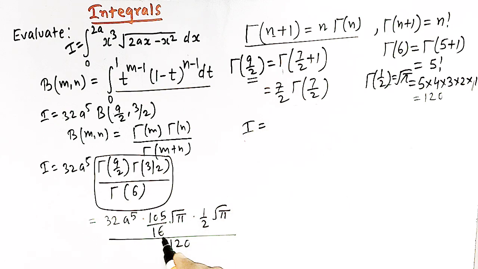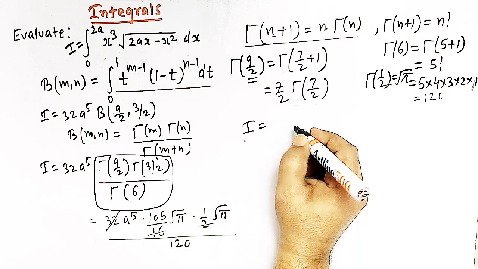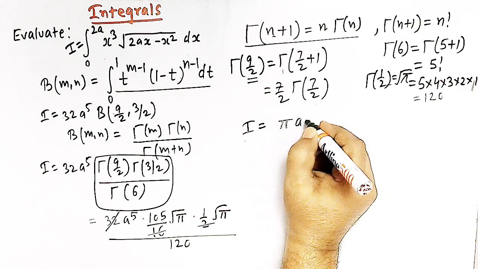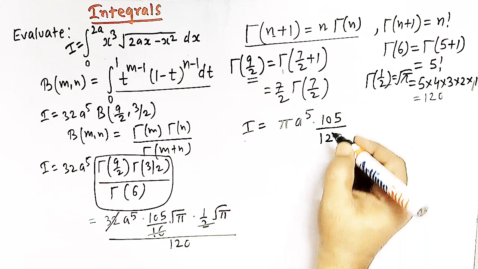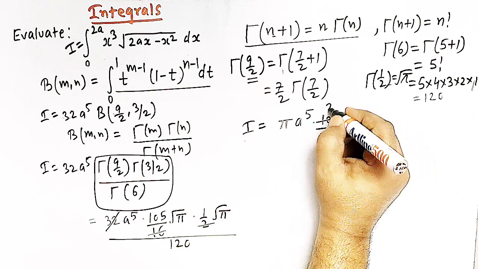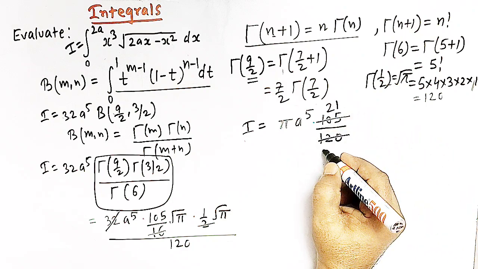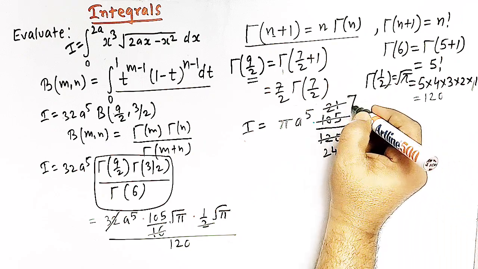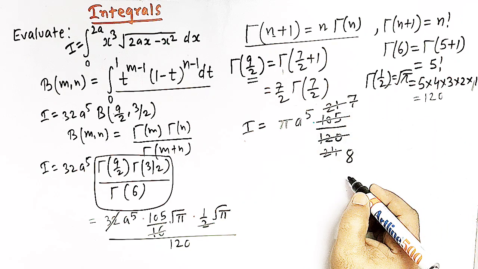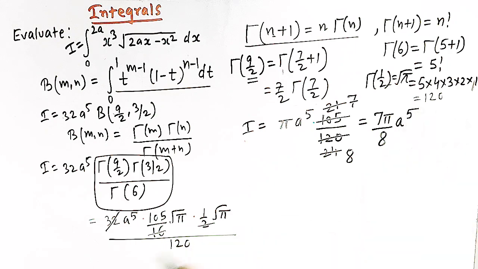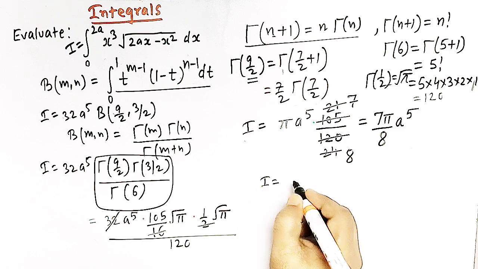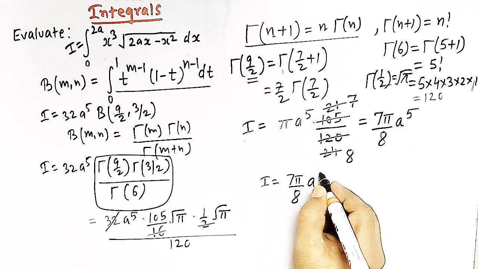So we have here 16 times 2 is 32. So here these terms get cancelled, and here we have a raised to 5, and square root of pi times square root of pi is pi. So we have here pi times a raised to 5, and here we have 105 over 120, right? So let us simplify this term. So we have here 5 times 2 is 10, this is 1. This is 5 times 2 is 10, this is 4. And here we have 3 times 7 is 21, and 3 times 8 is 24. So now we have 7 pi over 8, and here we have a raised to 5, right? So the value of this integral is given by 7 pi over 8 times a raised to 5.